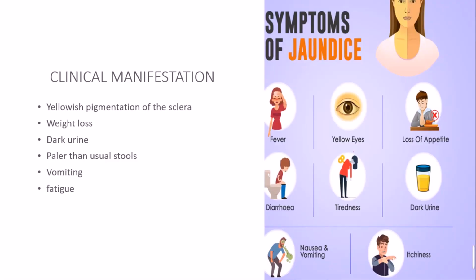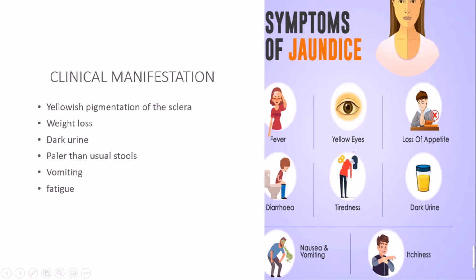Then the symptoms. Here we'll see symptoms like yellowish pigmentation. The first sign and symptom of jaundice is that your sclera will turn yellowish. In this picture you can see the sclera, which is supposed to be the white part of your eye. It turns yellow, and there will be a pallor discoloration. This is the first and foremost sign which we look for in any jaundice patient.